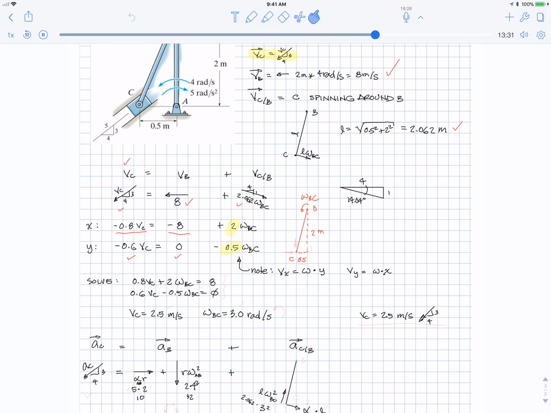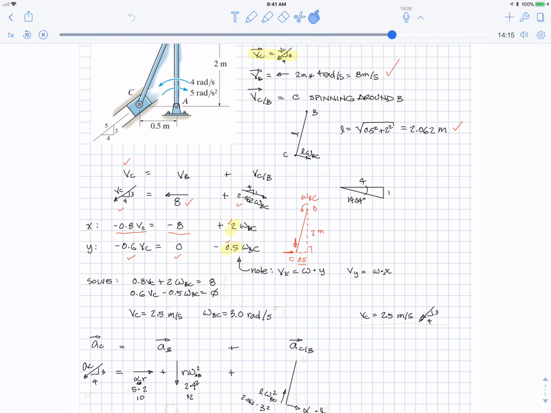So, the x velocity, this velocity here, it turns out you can just take omega times the perpendicular distance, which is 2 meters. That's why it's 2 omega BC. And the y velocity going down here is just the perpendicular distance, which is 0.5 times omega BC, and going downwards because it's spinning around BC. So you can do that. You can just take omega times the perpendicular distance, and it'll give you the components. And that's why these two numbers turned out to be 2 and 0.5.